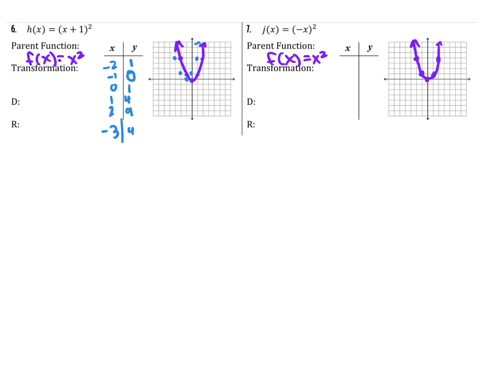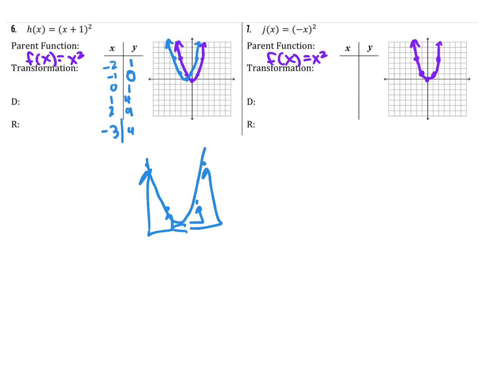What I hope that you're noticing is we still have that same pattern. We have our vertex, and then we go over 1, up 1 to get our next point. From our vertex, over 2, up 4 to get our next point to create our U-shaped graph. That shape is the parent function shape. So notice it's not being stretched or shrunken at all.